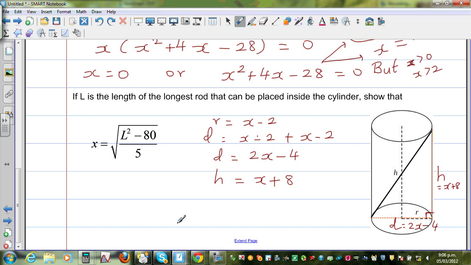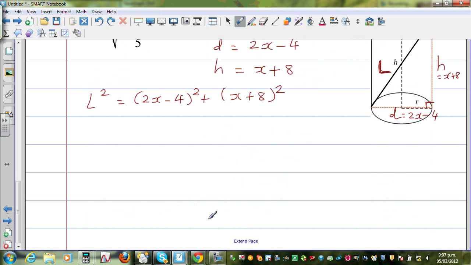So we can use Pythagoras. Can we say this is your L, the length of the longest rod that can be placed? So L squared is equal to 2x minus 4 the whole squared plus x plus 8 the whole squared. Let us expand this. I'll leave L squared as it is. This is 2x minus 4 times 2x minus 4 plus x plus 8 times x plus 8.